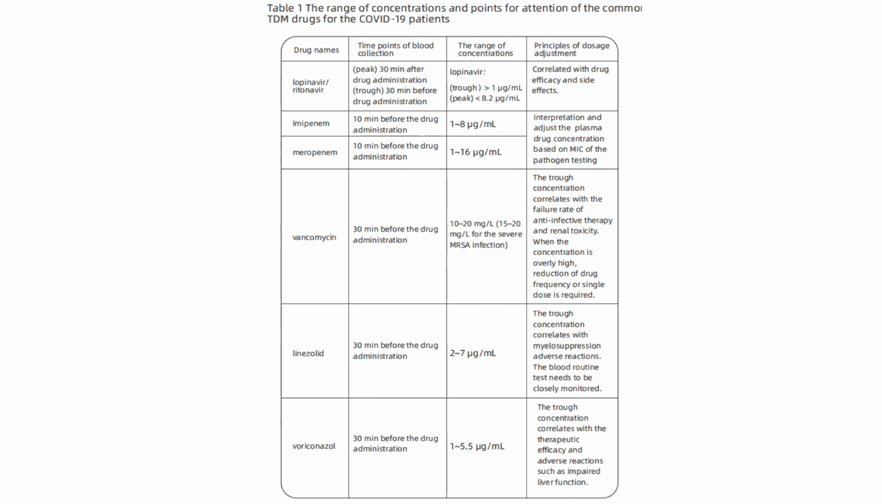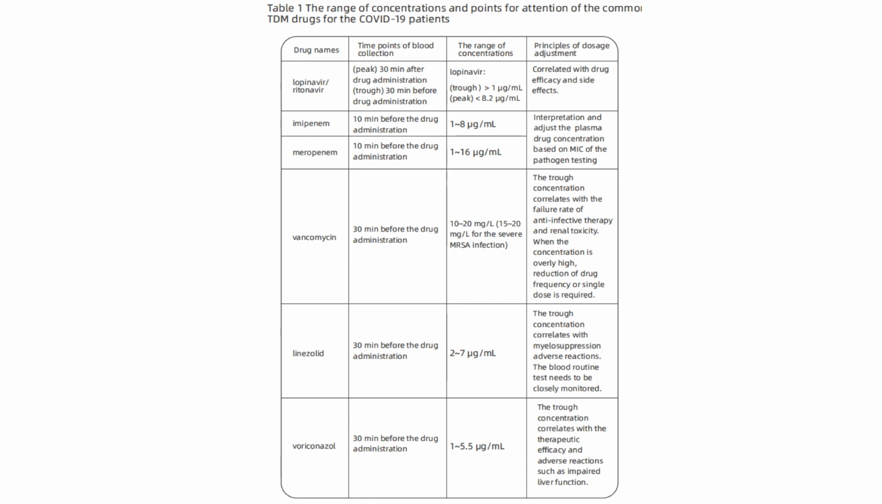For linezolid, you measure the blood level 30 minutes before the drug administration. The range should be about 2 to 7 micrograms per milliliter. And the principles of dosage adjustment is the trough concentration correlates with myelosuppression adverse effects. The blood routine test needs to be closely monitored.